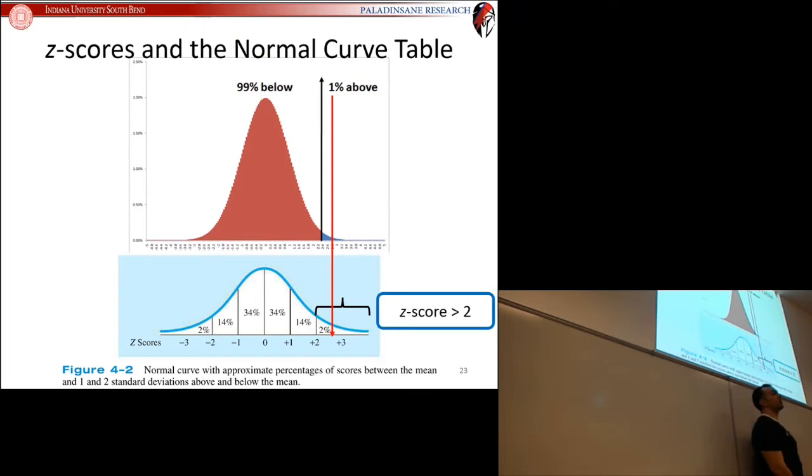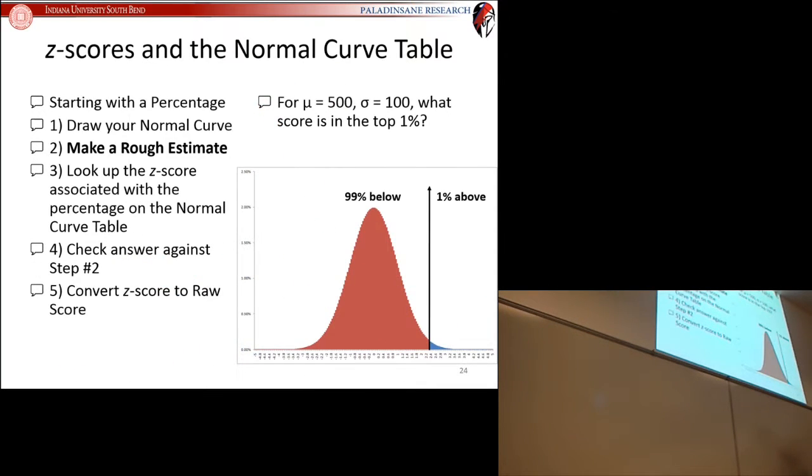So we're going to need a number, a z-score, that is greater than 2. Because a z-score of 2 gives you 2% in the tail. We want less than that, so we need a number that's bigger than 2. So that's our rough estimate. When we finally find our answer, it should be a number that is bigger than 2. If it's not, we did something wrong. All right, so we made our rough estimate.